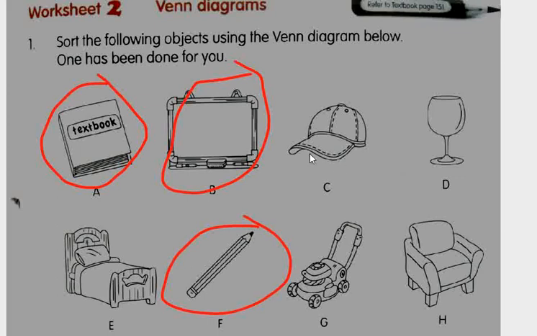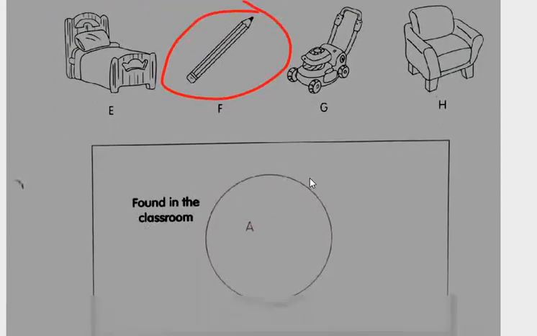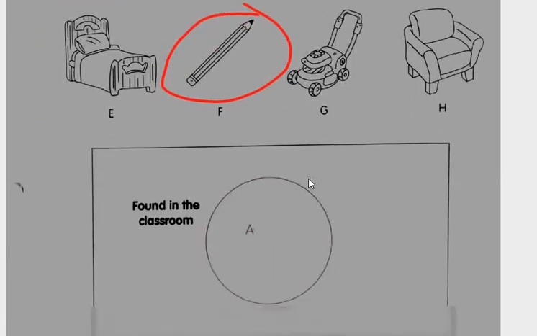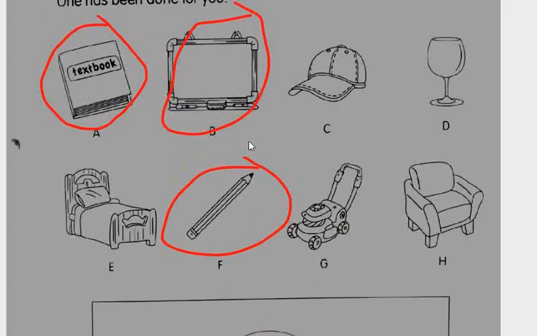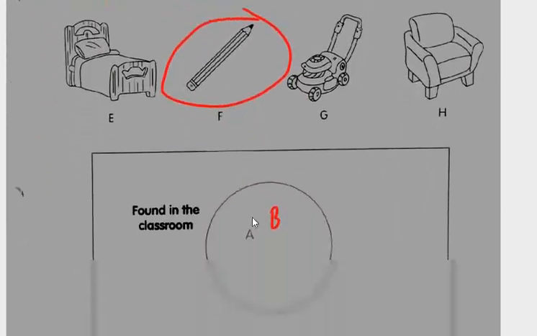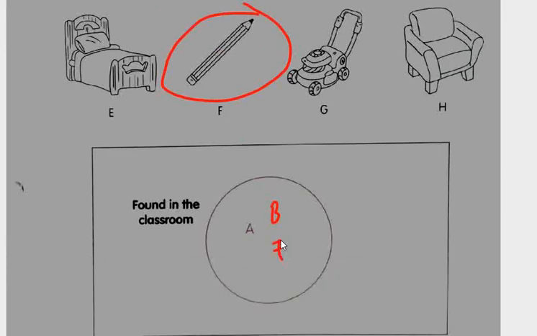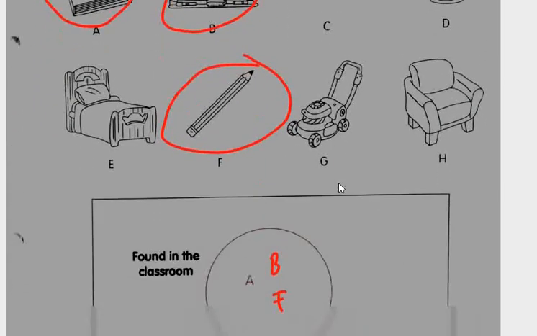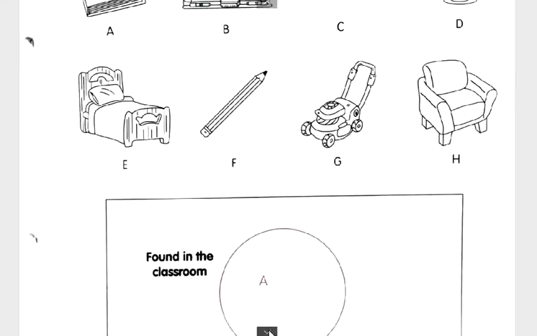So let's mark the label, only the label, and one has been done for you. That is A. Then we put B because it is also found in the classroom. Okay, and what else? F. All right. So all the things that are not found in the classroom, just put outside the circle. So we have C, D, E, G, H. Done. Okay, now let's proceed to the next page.